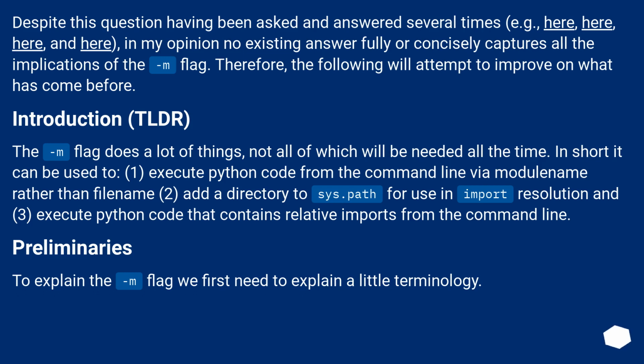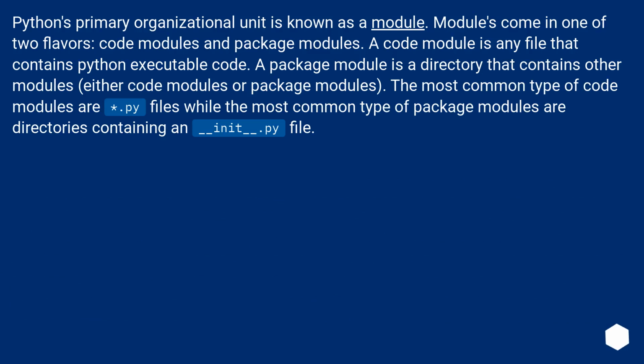Preliminaries. To explain the -m flag, we first need to explain a little terminology. Python's primary organizational unit is known as a module. Modules come in one of two flavors, code modules and package modules. A code module is any file that contains Python executable code. A package module is a directory that contains other modules, either code modules or package modules. The most common type of code modules are .py files, while the most common type of package modules are directories containing an __init__.py file.